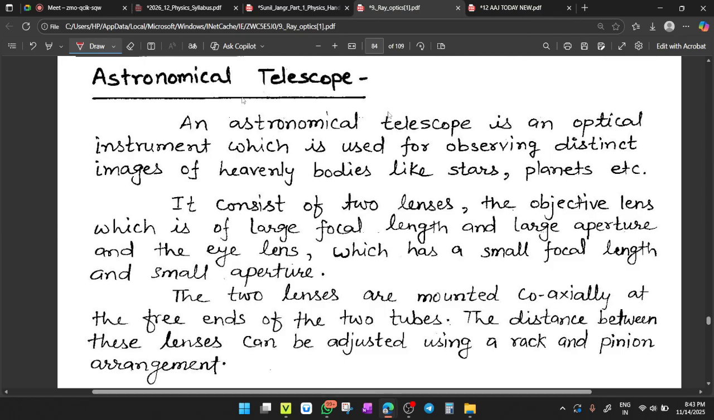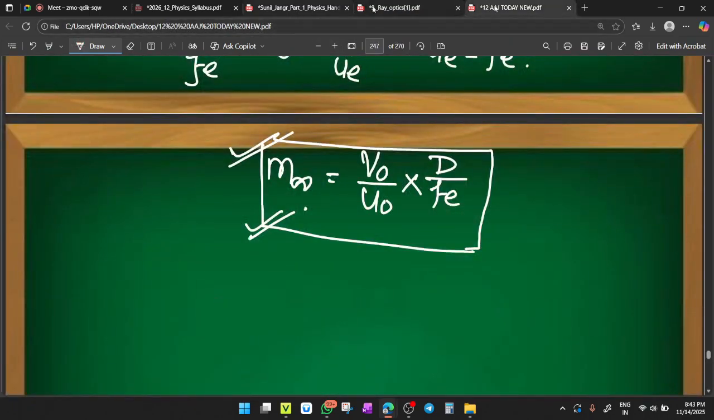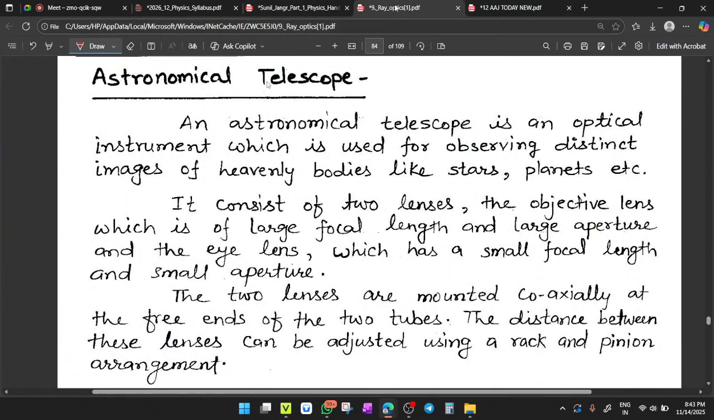Okay, students, now our topic is astronomical telescope. Astronomical telescope is also called refracting telescope. Okay, refracting, because the two lenses are there and refraction will take place. So this is called refracting telescope. An astronomical telescope is an optical instrument which is used for observing distinct images of heavenly bodies like planets, etc.